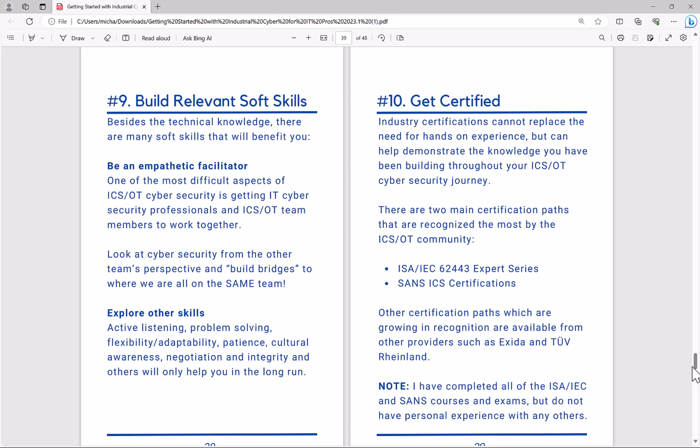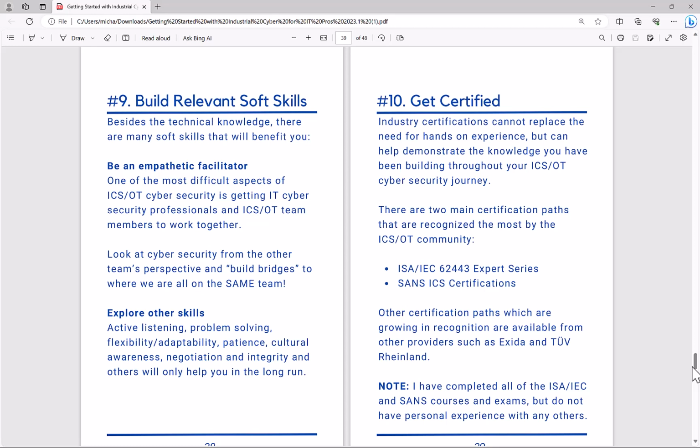And so there are really two serious options, and I have all the ISA/IEC 62443 certifications. I have all three of the SANS ICS certifications. I do mention Exida and I think it's TÜV Rheinland. They're based out of Germany, so they sound like some great alternatives because they're much less expensive. I just don't have any experience with those.